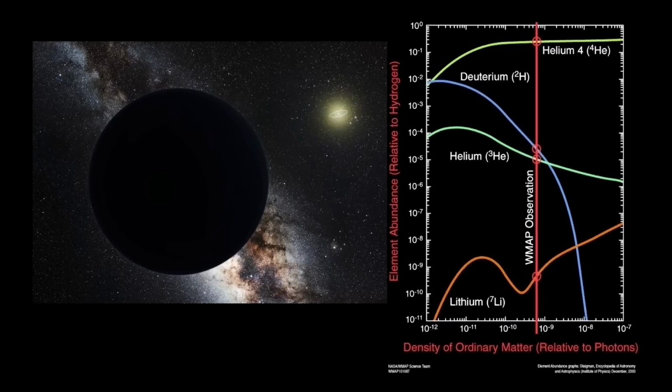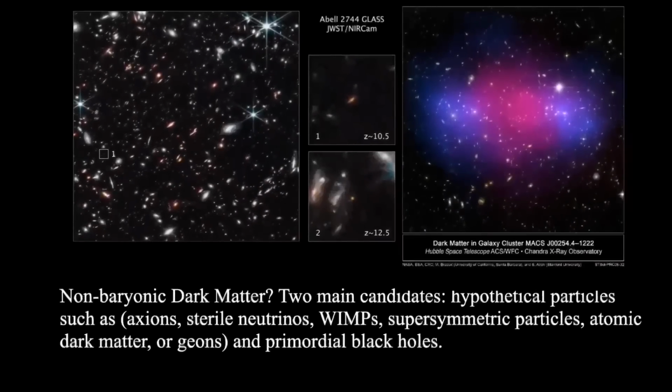Finally, the WMAP and Planck probes indicate that, as I said, 5 out of 6 parts of the total matter is in a form that shows only gravitational effects. So that leaves us with non-baryonic dark matter. And there are 2 main candidates for non-baryonic dark matter. One is hypothetical particles like axions, sterile neutrinos, WIMPs, weakly interacting massive particles, supersymmetric particles from beyond the standard model of particle physics, atomic dark matter, or geons, which are black holes made of light. Kind of a weird thought. Or, fundamentally, just simply primordial black holes.